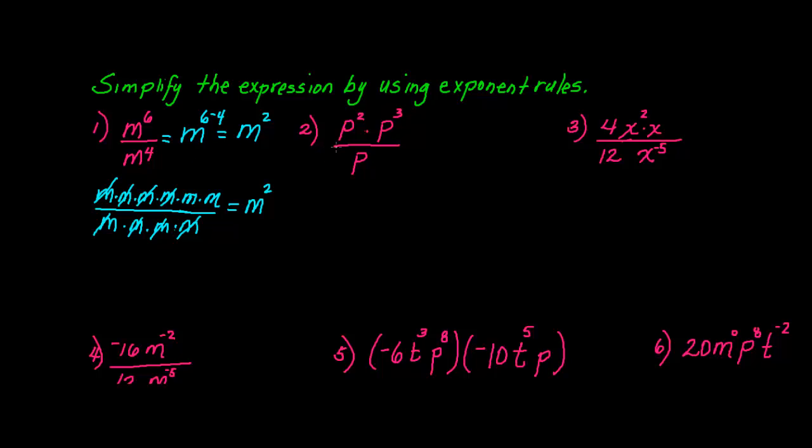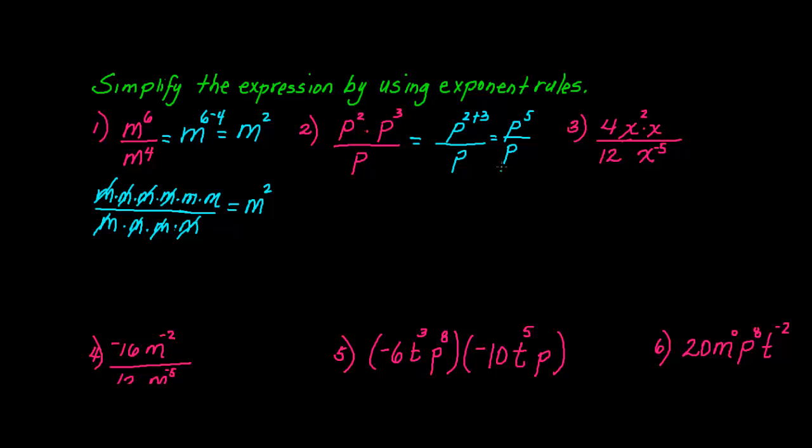Let's see example 2. I have p squared times p to the 3rd power over p. The product of powers rule says that if you have the same base and you're multiplying, then you can keep the base. So let's work in the numerator. I can keep the base and I can add the exponents. So I can say p to the 2nd plus 3rd power over p, and that will equal p to the 5th power over p.